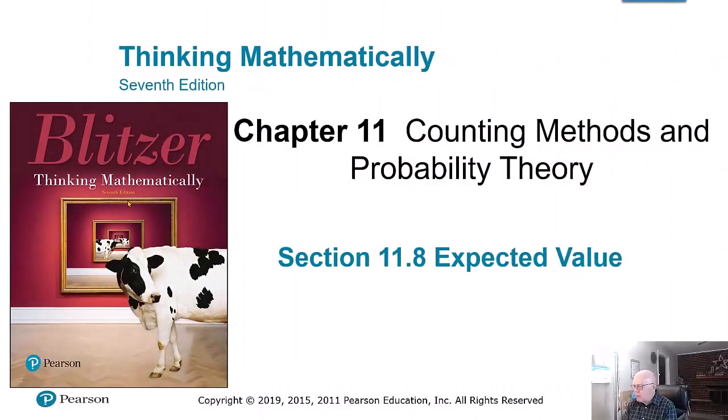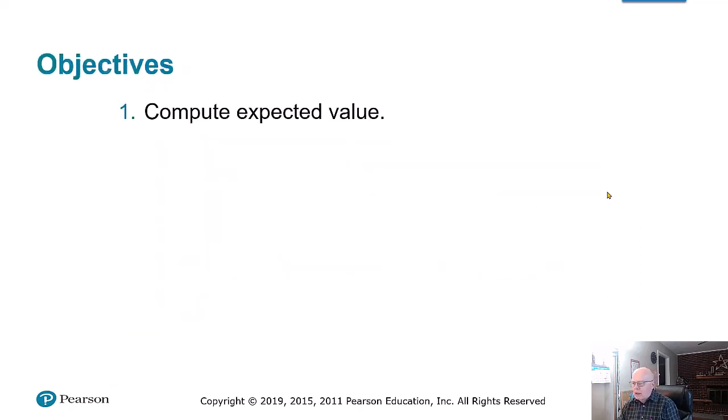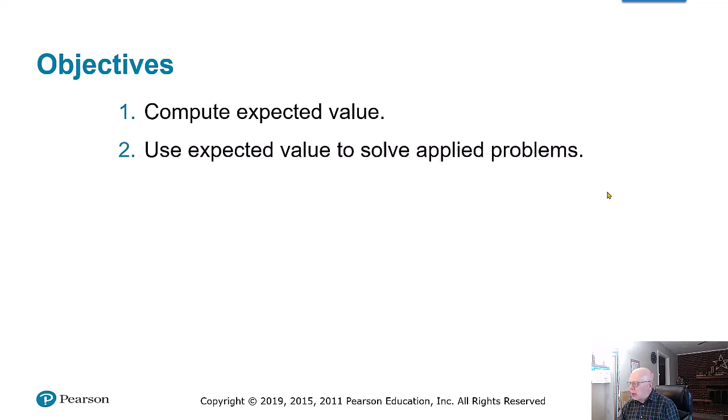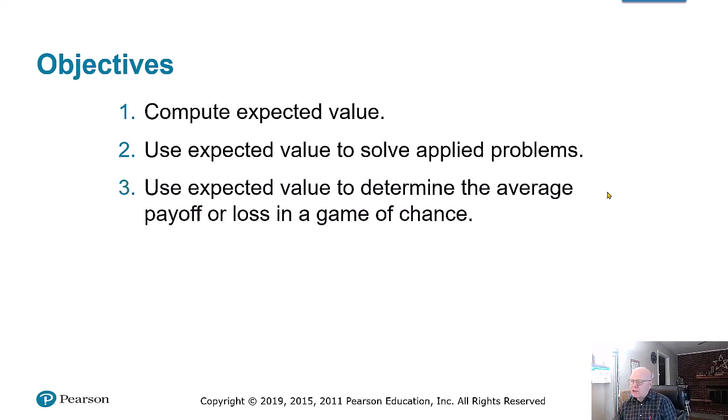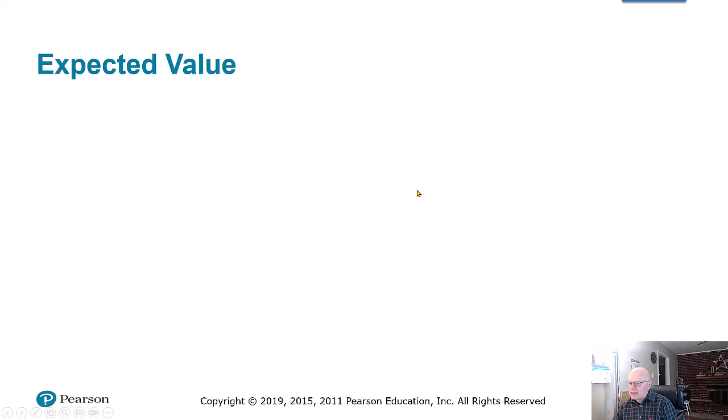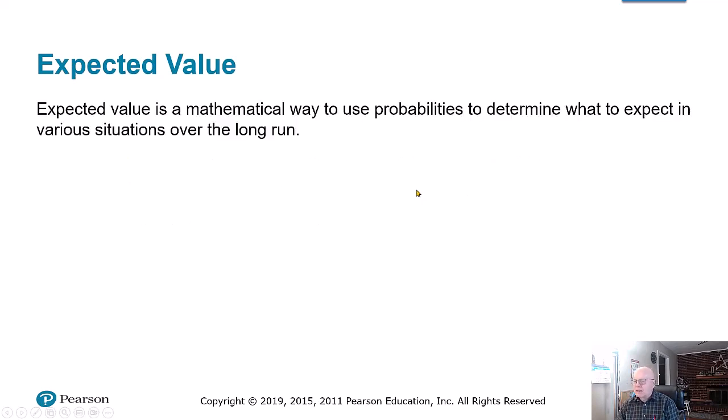Well, this is the roundup for Chapter 11. Let's get rolling. We're going to be talking about expected value, which you can think of as average value or typical value. We've talked about something similar to this in the past. Let's wrap up this chapter, okay? Compute expected value, solve some applied problems, use it to find the average payoff or loss in a game of chance. So what is expected value?